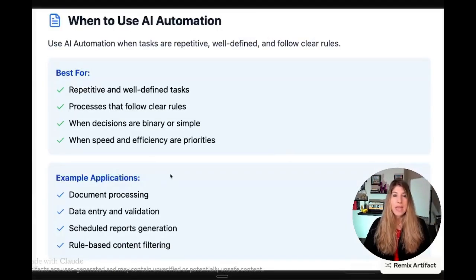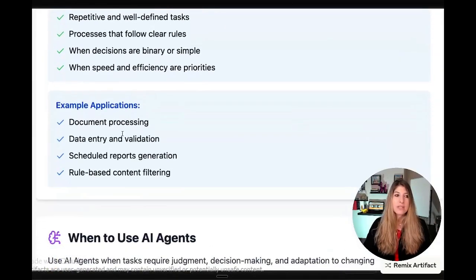So when should you use AI automation versus when should you use AI agents? AI automation is best for repetitive, well-defined tasks with specific processes and clear rules where you can say this is a yes or no decision, and you need efficiency and speed. So this is everything from document processing, data entry, scheduled reports, and content filtering.